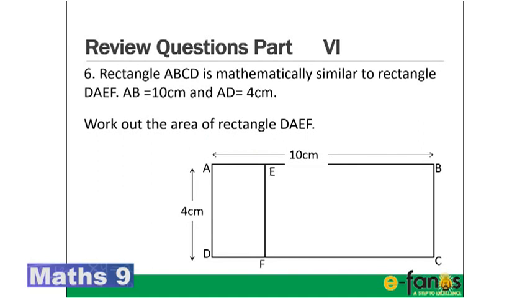6. Rectangle ABCD is mathematically similar to rectangle DAEF. AB is 10 and AD is 4. Work out the area of rectangle DAEF. Pause the video whilst you work it out. Here's the answer. Label the side AE x. Then 10 over 4 is equal to 4 over x, so x is 1.6. So the area is 6.4 centimeters squared.